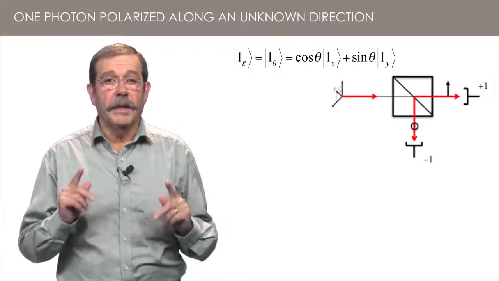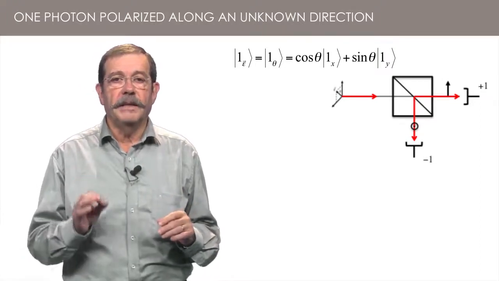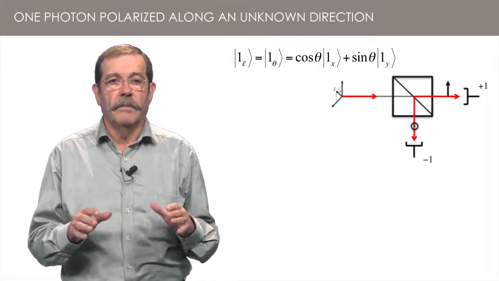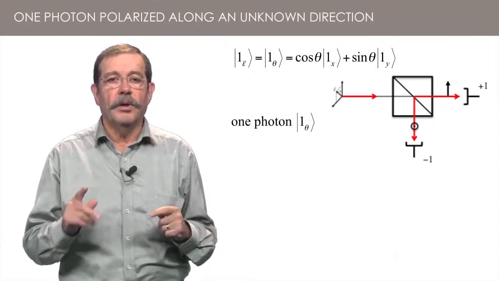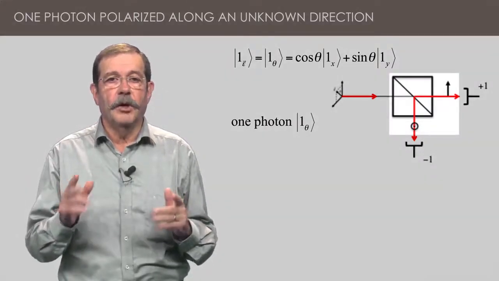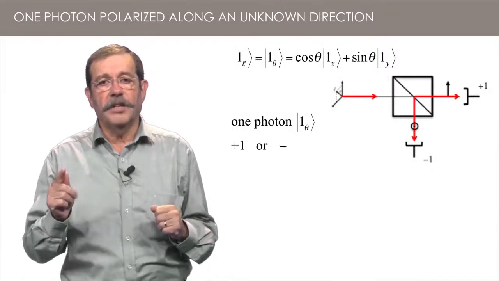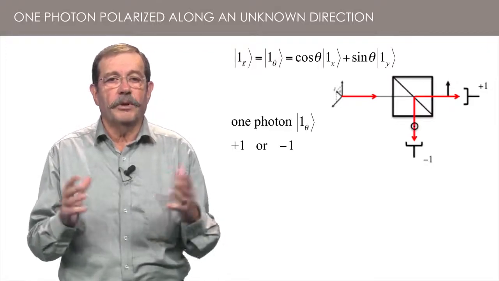The security of quantum cryptography relies on the impossibility to determine the quantum state of a single quantum system. For instance, if we send a photon polarized along theta on a beam splitter aligned along x, we get either +1 or -1, but we cannot deduce the direction theta of the polarization of the photon.